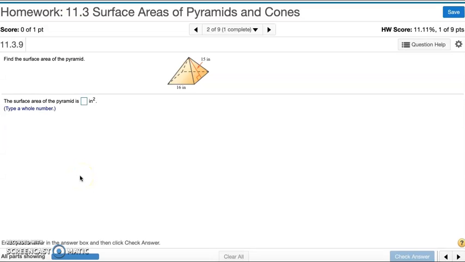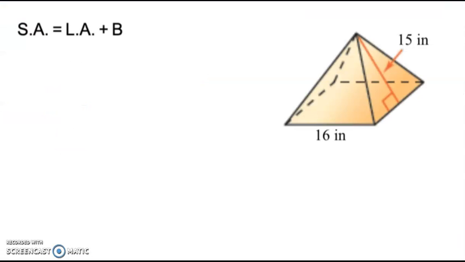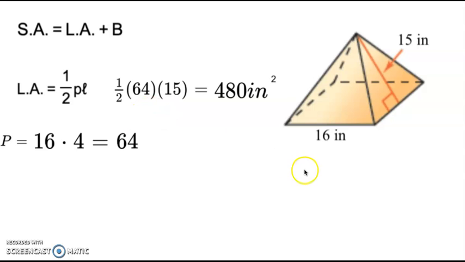Number 2, find the surface area of the pyramid. So let's take a look at that. So to find the surface area, we need to find the lateral area and add that to the area of the base. The lateral area is 1/2 of the perimeter of the base times the slant height. So the perimeter of the base is easy to find. This is a square, so 16 times 4 gives me a perimeter of 64. So the lateral area is 64 times the slant height of 15 times 1/2, which is 480 inches squared.